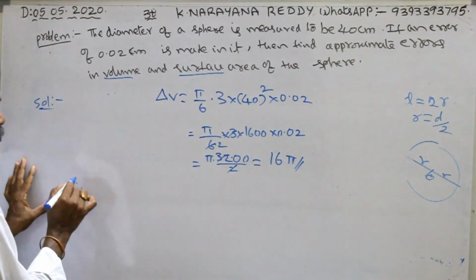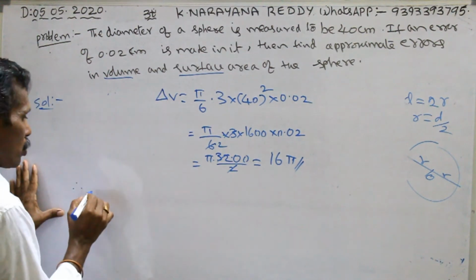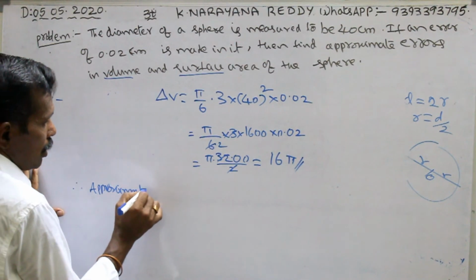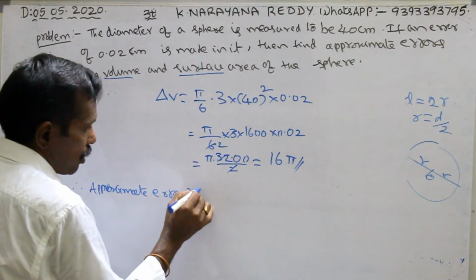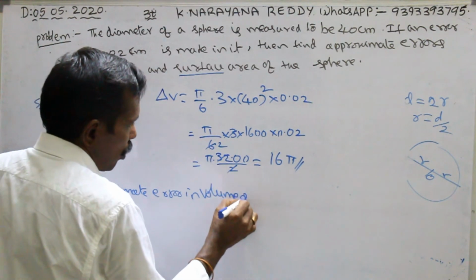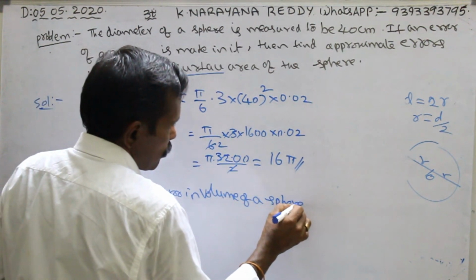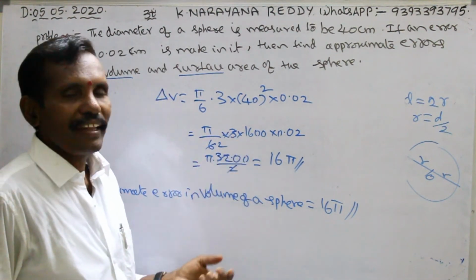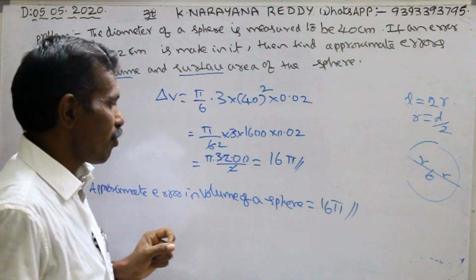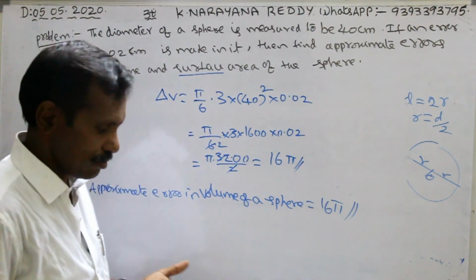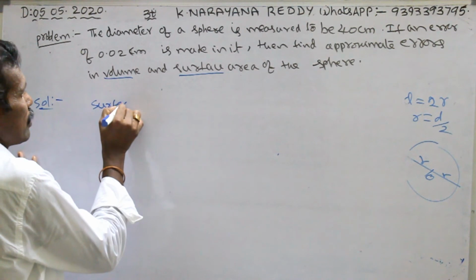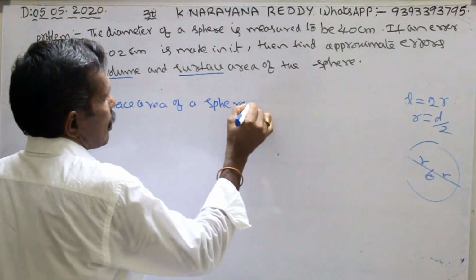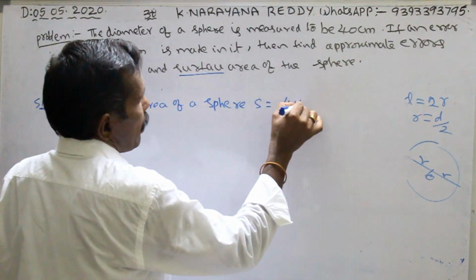So therefore the approximate error in volume of a sphere equals 16 pi. That is the answer. In this, you find the approximate error in volume of a sphere. In the same manner, surface area. The surface area of a sphere S equals 4 pi r square.